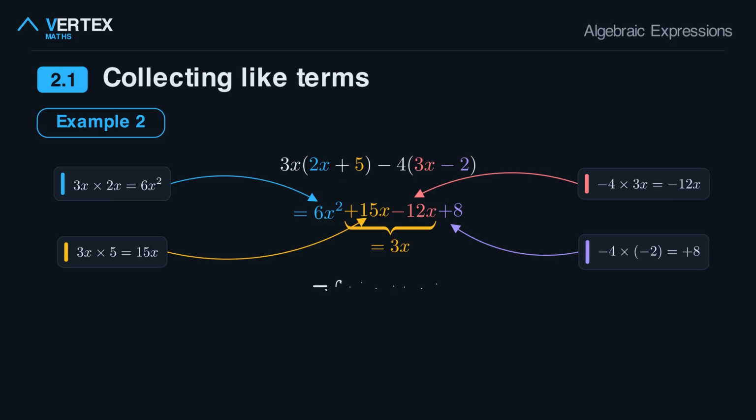Collect the like terms. 6x squared stands alone. 15x minus 12x is 3x. The constant is 8, so our final answer is 6x squared plus 3x plus 8.